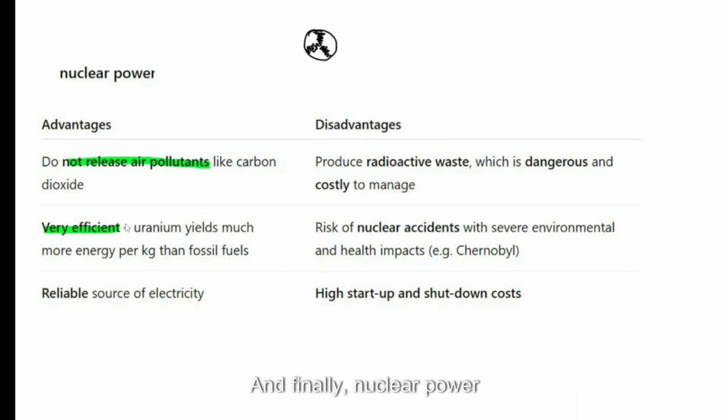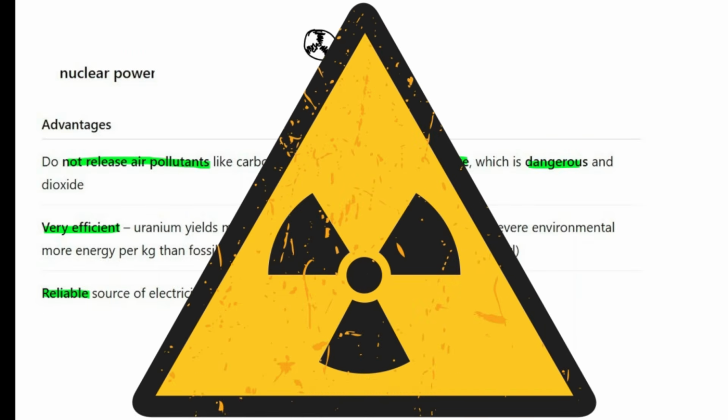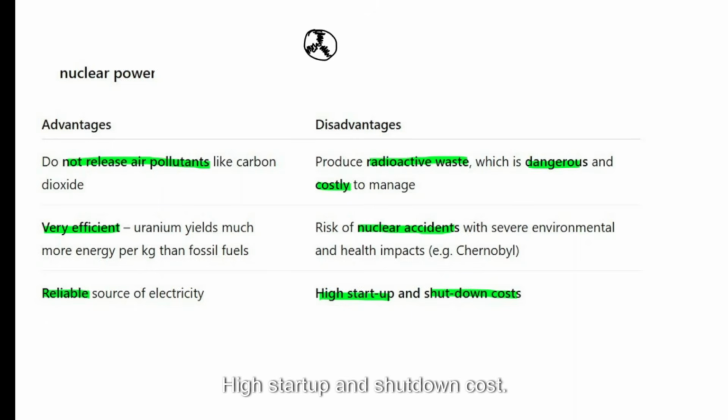And finally, nuclear power does not release air pollutants like CO2. It is very efficient, very energy dense, and reliable. Disadvantages: it produces radioactive waste, which is dangerous and costly to manage, and can remain in the environment for hundreds, if not thousands, of years. Risk of nuclear accidents like Chernobyl, high startup and shutdown cost.